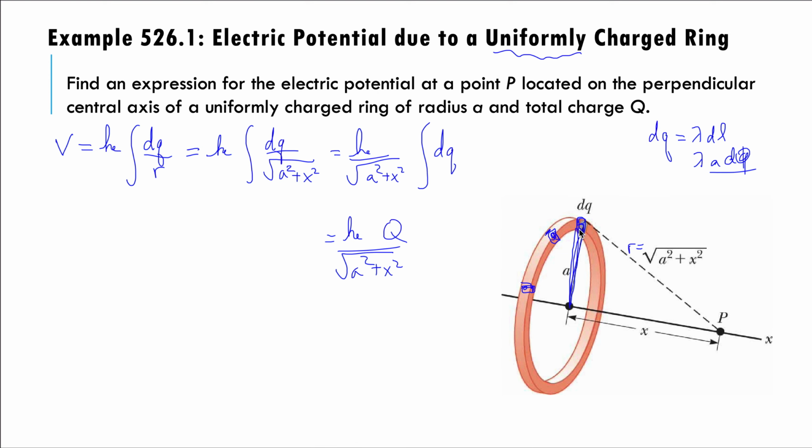But it's always good to really examine dq just to make sure that you are taking into account symmetry and all of that, which is why I showed it that way for the electric field. Alright, so we have found the potential due to a charged ring at a point P located on the perpendicular central axis from the ring.